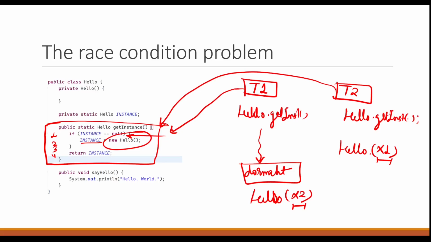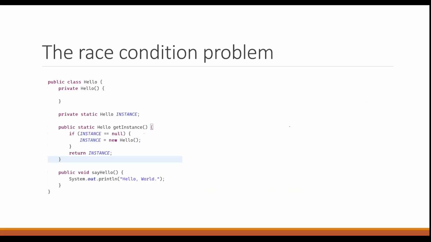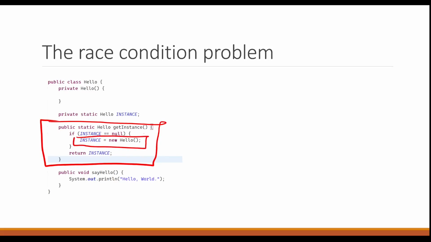This is what is called a race condition, and it is a big problem in many places, not just Java programming. It is a problem in operating systems also, so I highly encourage you to read about race conditions. So how do we prevent the race condition from happening, and how do we ensure that this block of code, and more specifically this line of code, gets executed only once, even if two threads are accessing it simultaneously?